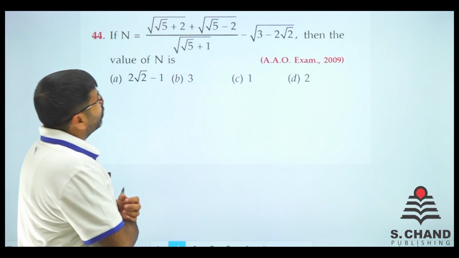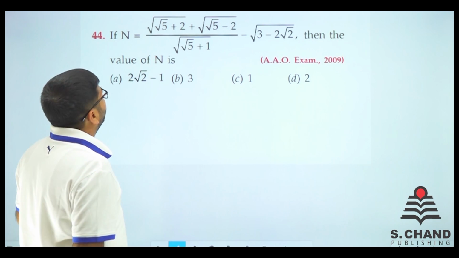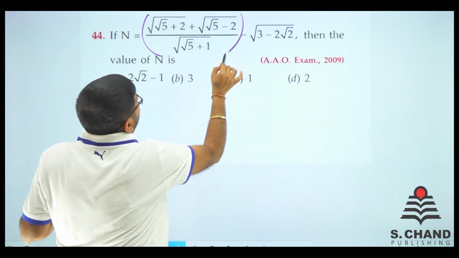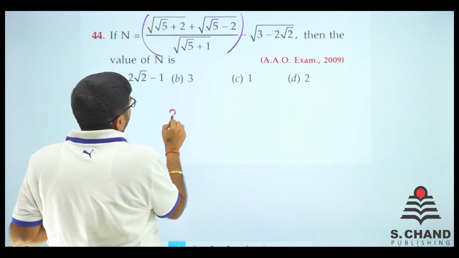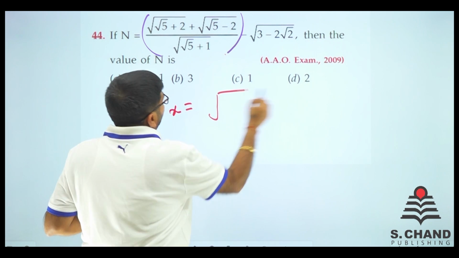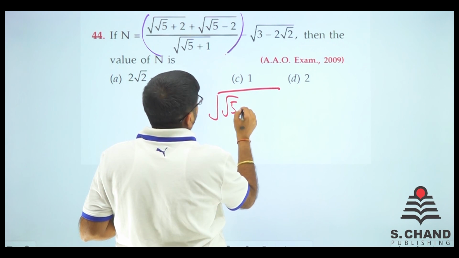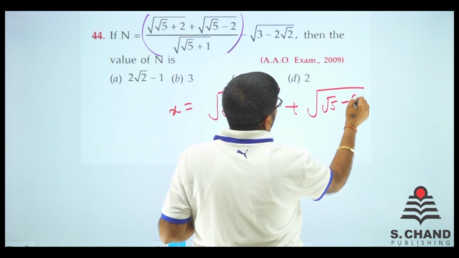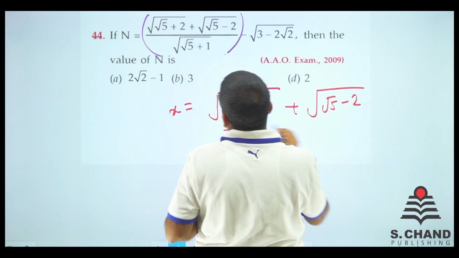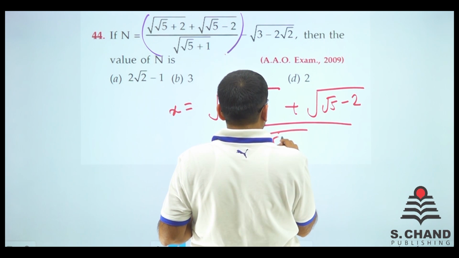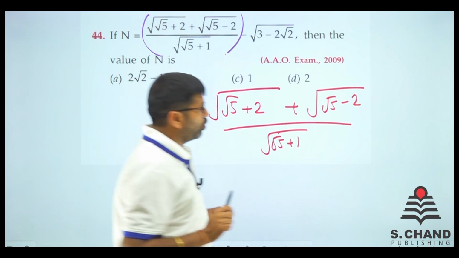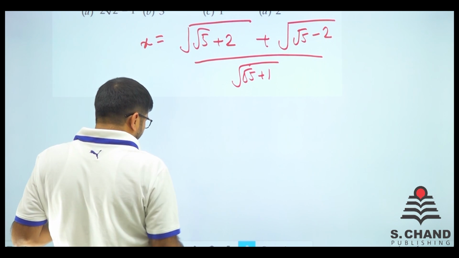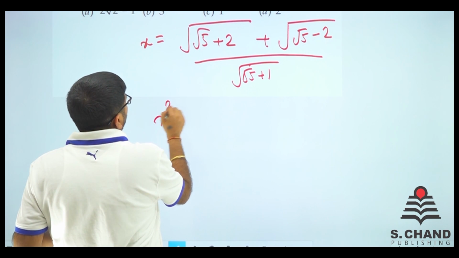So let's try to solve this question. Let's see. What I can do is do it in a very simple way: just try to find this value first. So I put that x is equal to root of (root 5 plus 2) plus root of (root 5 minus 2), divided by root of (root 5 plus 1). So let's find this out first. We can solve that easily if I do one thing. What I'll do is x square.